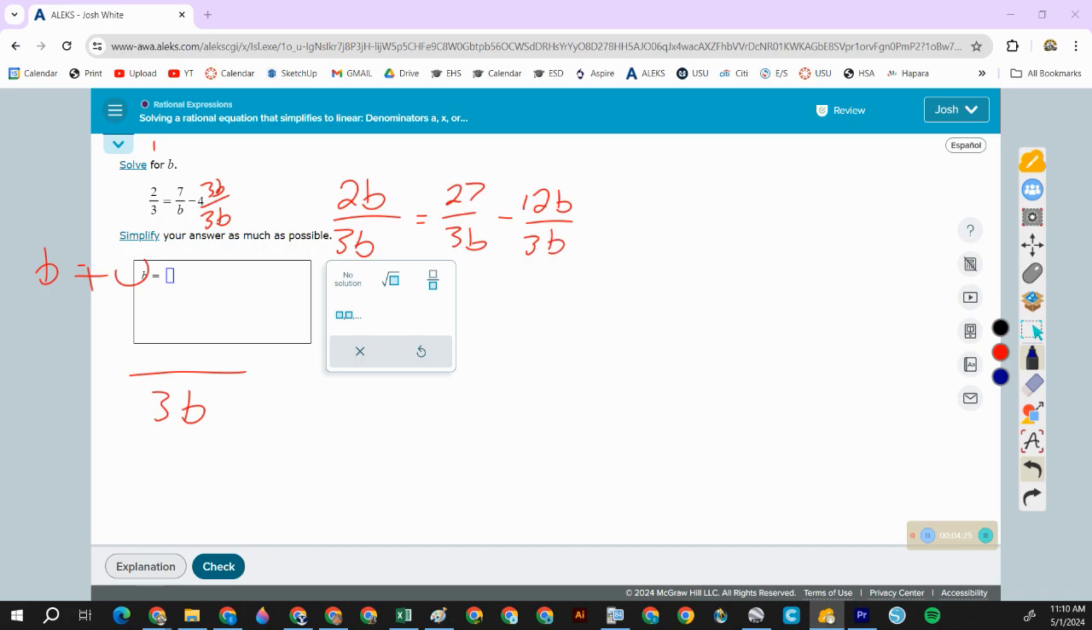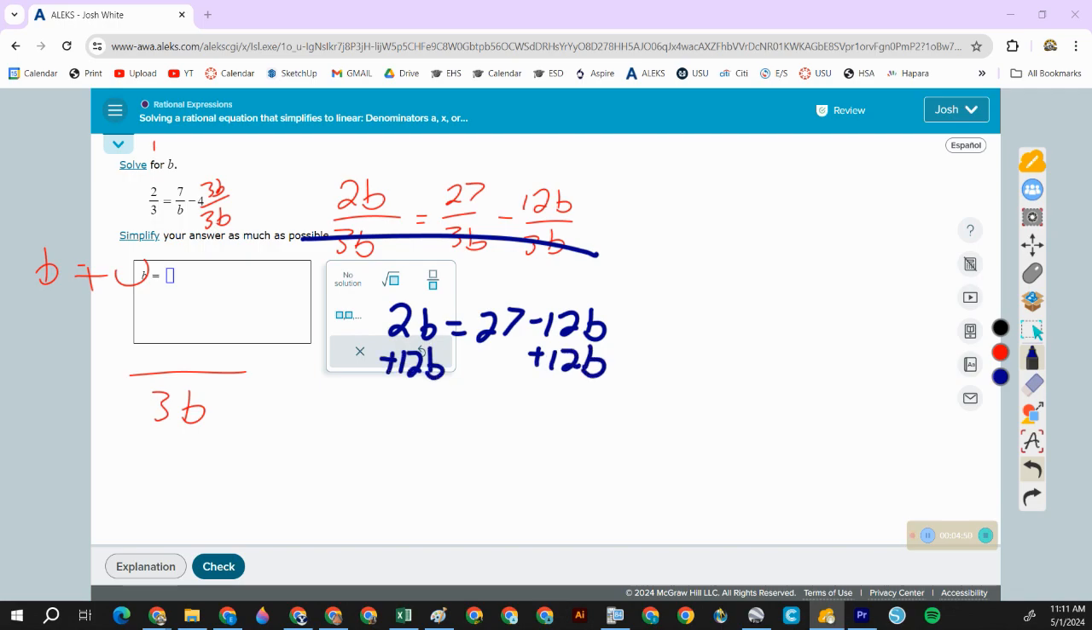And every term in this equation is divided by 3b. So I don't need the 3b's anymore, right? Essentially, I just multiply the entire equation by 3b, and all of those go away. That leaves me with 2b equals 27 minus 12b. So we'll add 12b. So 14b equals 27. Divide by 14, b is 27 over 14. Is that number allowed? Yes, the only restriction was b cannot be 0.